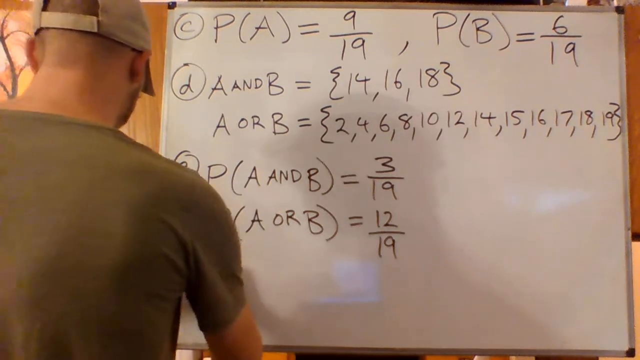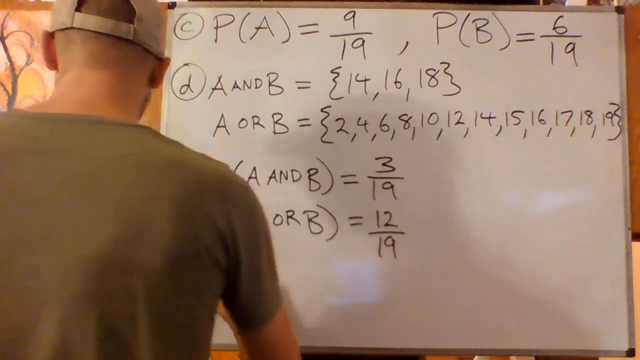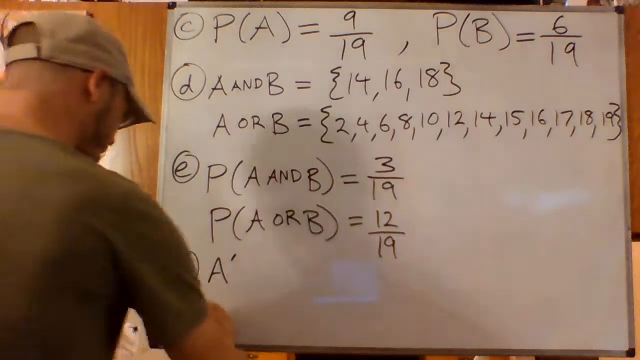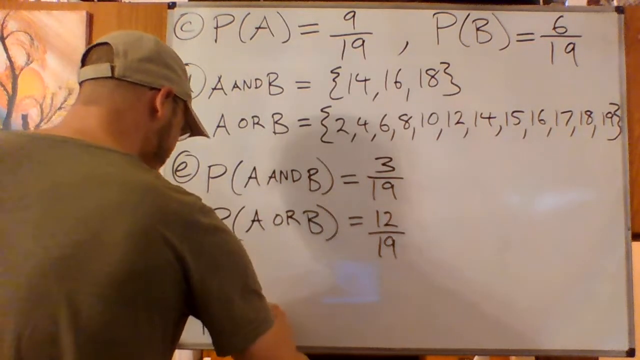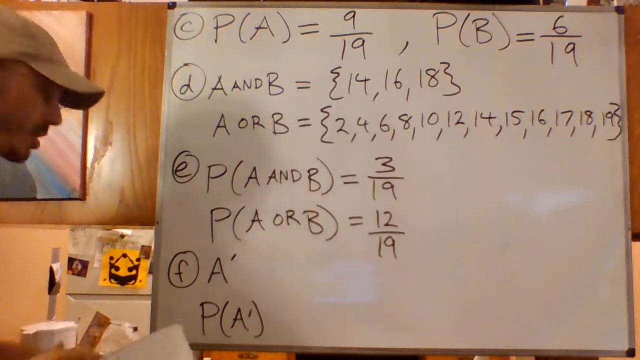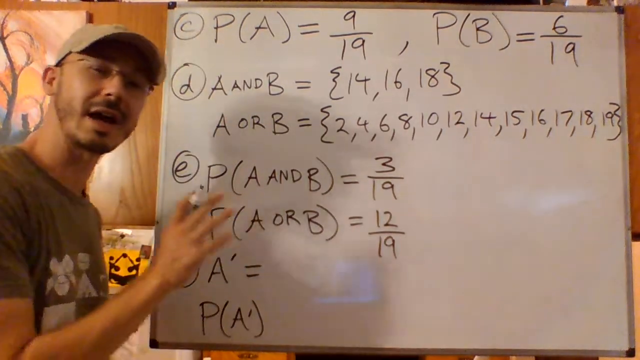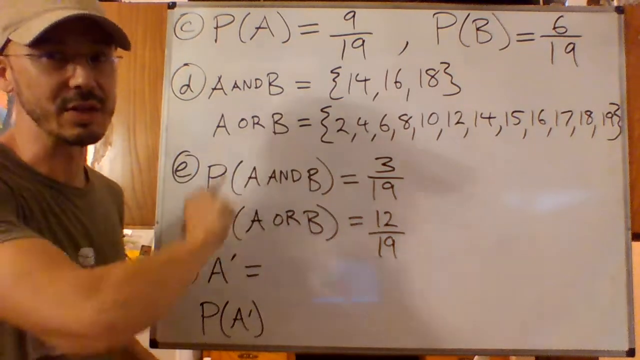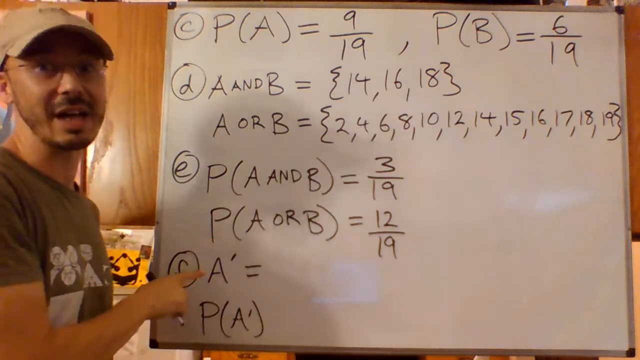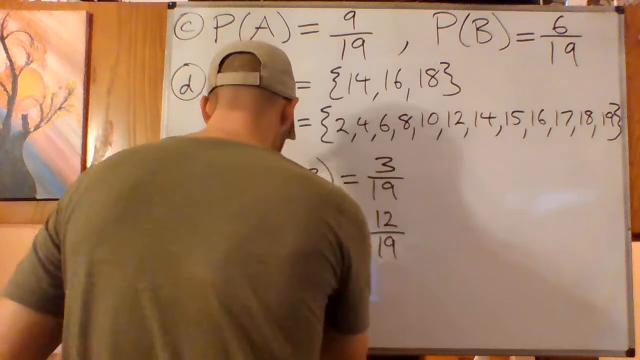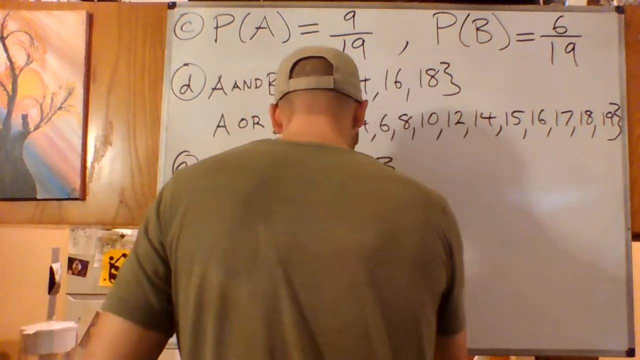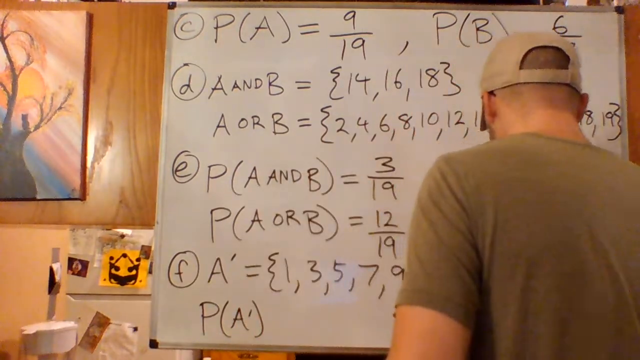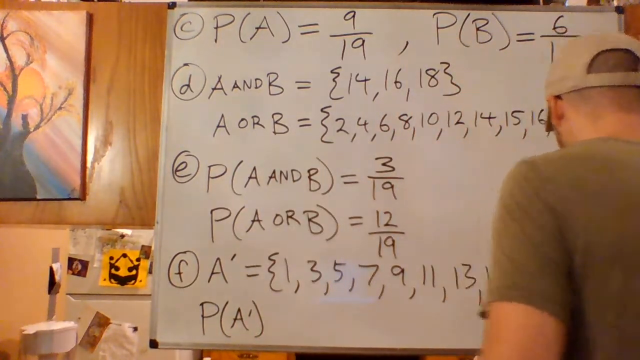For part F, F has a couple things. First, we're going to find A prime, and then we're going to find the probability of A prime. So this is A complement, all the events that are not in event A. A is the even numbers, so the ones that are not in A, the complement, are the odd numbers, starting with 1, 3, 5, 7, 9, 11, 13, 15, 17, and 19.